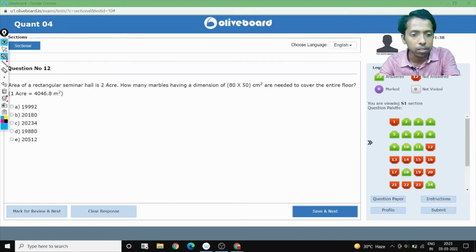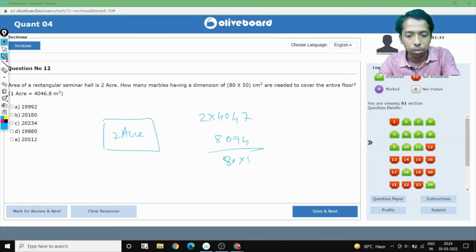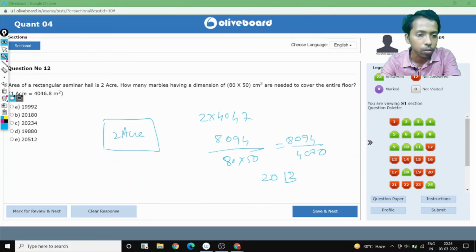The area of the seminar hall, a rectangular hall, is 2 acres. How many marbles of dimension 80 by 50 are needed to cover the entire floor? So 2 into 4047, that is 8094 divided by 80 into 50. That would be 8094 divided by 4000, that is 20, and this is 1 2 3, so that is 1 2 3 4, right? So option C.